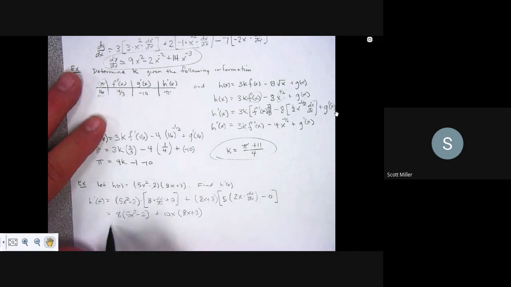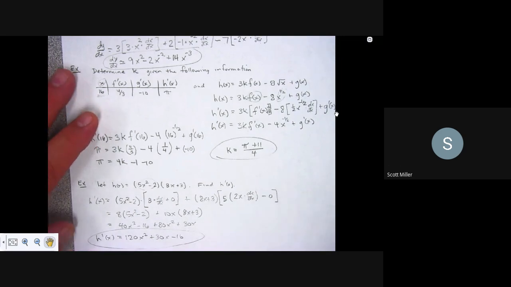Okay. And then if you wanted to, you can multiply everything out and combine them all up in like terms, and we can do that. So this right here becomes 40x squared minus 16 plus 80x squared plus 30x. And then you would just write it all in proper order. And you end up with 120x squared plus 30x minus 16. And there you go.